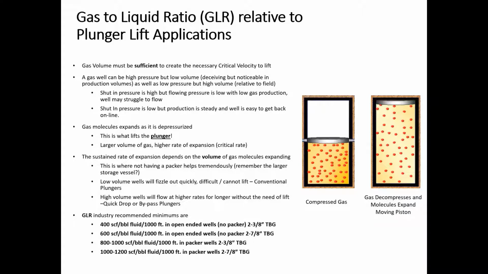Wells can have high pressure but low volume, which causes your plunger to struggle and require more shut-in time, and others have lower pressure but higher volumes relative to field pressures. This is seen with wells with tight shale formations with high pressures but unable to maintain high flow volumes and must be shut in to build pressure to lift the plunger. The illustration shows this gas expansion moving a piston. Gas is compressed, and when decompressed, the molecules expand and move the piston, or in our case, a plunger. The rate at which the expansion occurs all depends on the well's volume capacity.